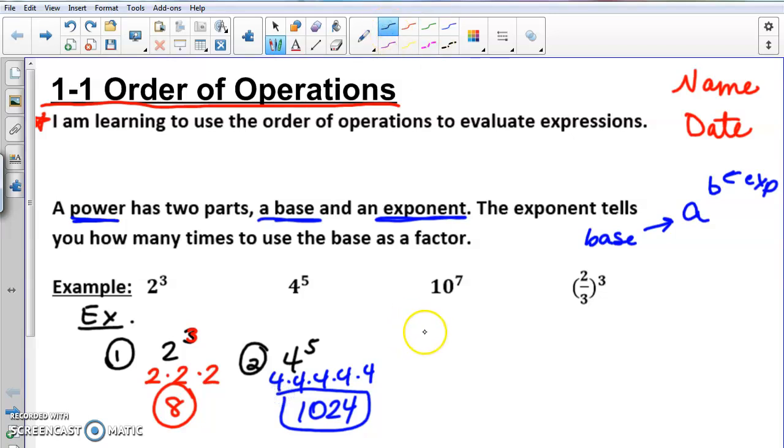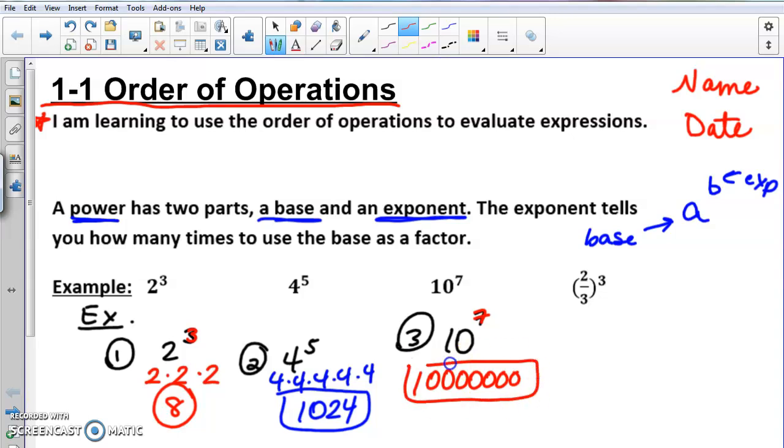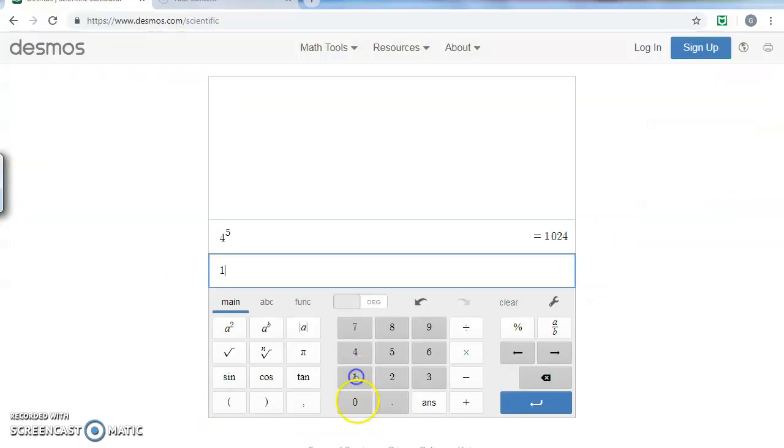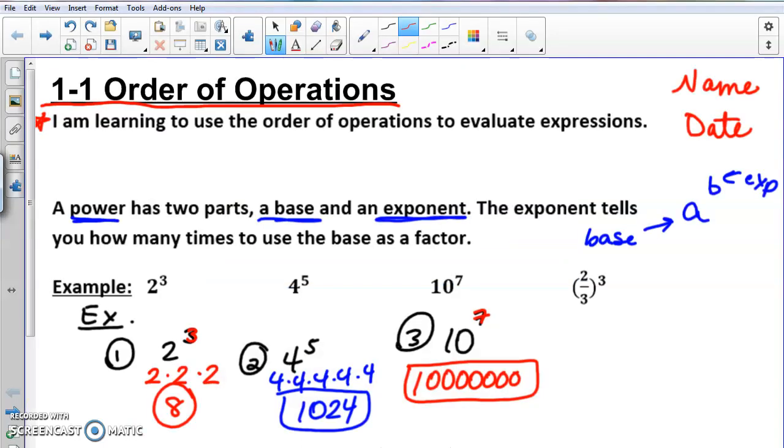Our example 3 is 10 to the 7th power. I love 10s being raised to a power because that exponent tells you how many times you're going to multiply it by itself, but also tells you how many zeros we're going to get. So we get 1 and then 7 zeros. 1, 2, 3, 4, 5, 6, 7. And if you don't trust that, you can always go back to Desmos, put in there 10, and then a to the b power, and then 7, enter, count how many zeros you got. You got 3, 6, and then 1 extra makes 7.